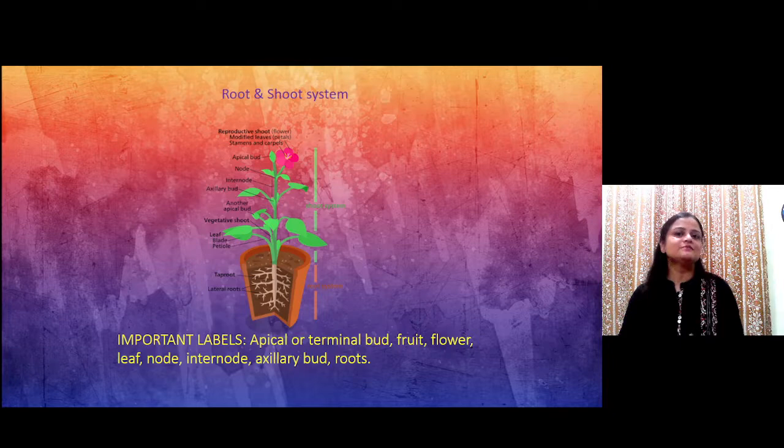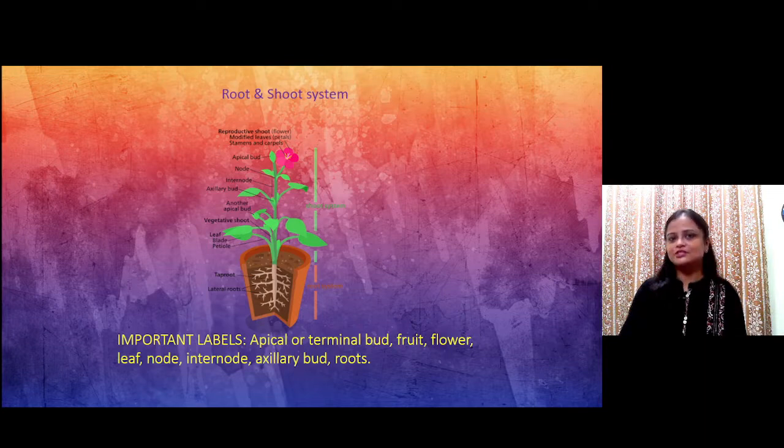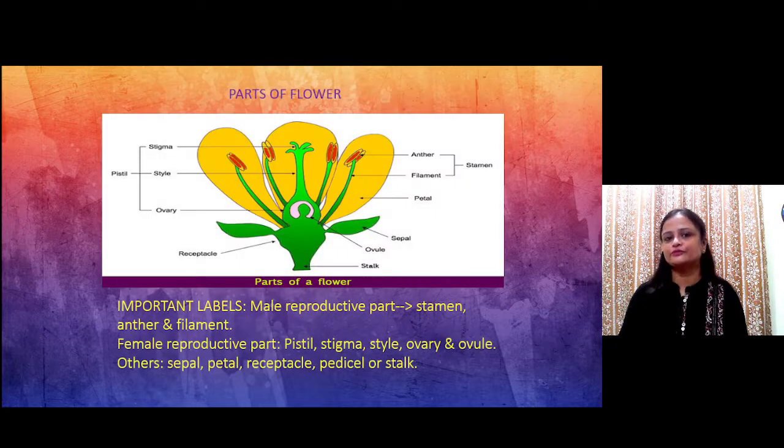Next important diagram is about the root and shoot system. When we are talking about a plant, we should always know how to draw a root and a shoot system, and what the labels are that you should write after drawing a neat and labeled diagram. So in a shoot system, it is very important to label the apical or terminal bud, to label fruits, flowers, stem, node, internode, and the axillary bud. And yes, then you have to show the root and the type of root. You can either represent it by drawing a taproot, or by drawing a fibrous root.